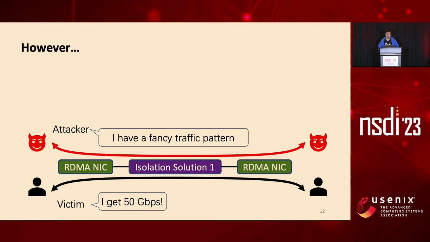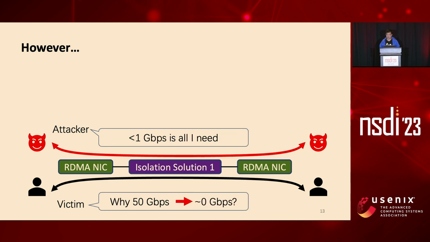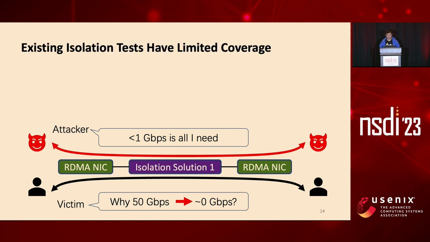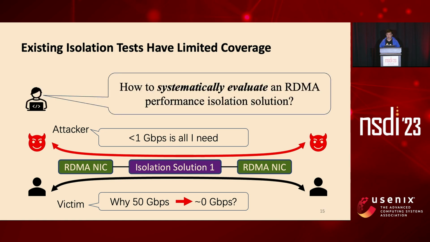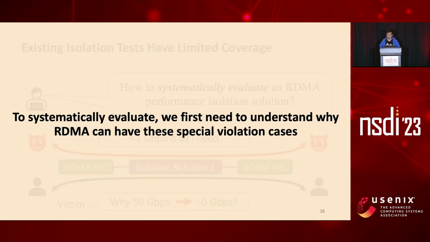Not yet. We have a however here. Actually, we observed that some fancy traffic patterns can cause isolation violations very differently. For example, an attacker may have some specific traffic pattern which only consumes less than 1 gigabit per second of bandwidth, but the victim's throughput drops drastically because of the attacker. We will explain this case later in more detail, but here, the high-level takeaway is that existing isolation tests have very limited coverage. And therefore, we need something that can cover all these cases and systematically evaluate RDMA's performance isolation. To do so, we first need to understand why RDMA can have these special violation cases.